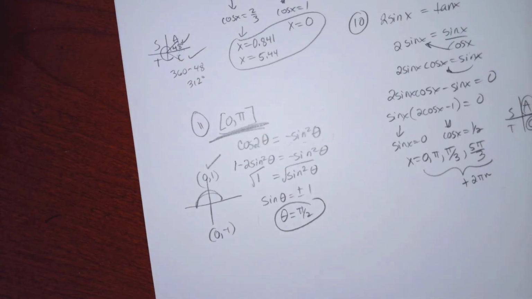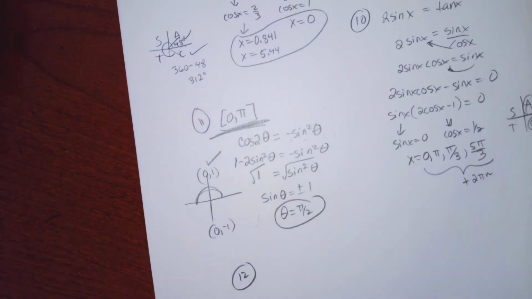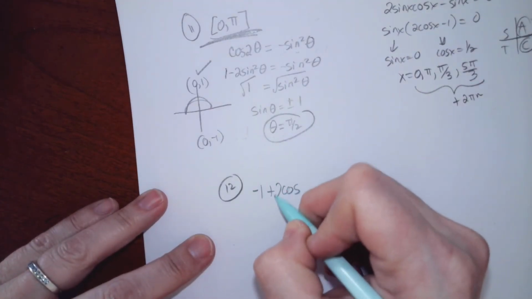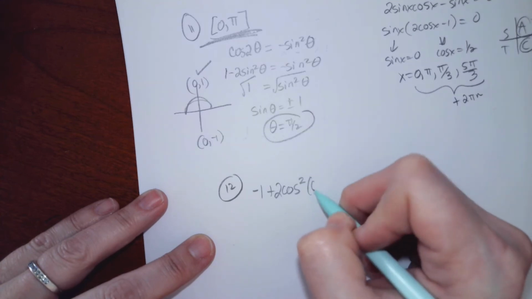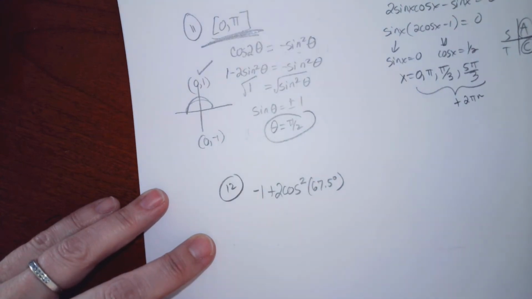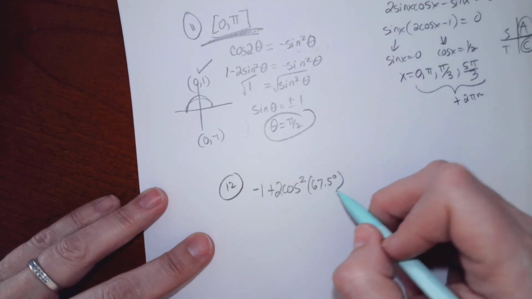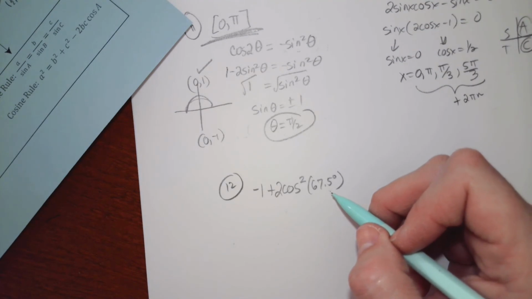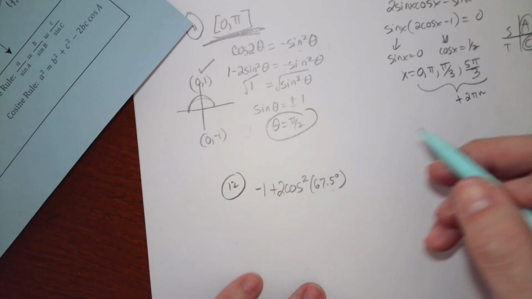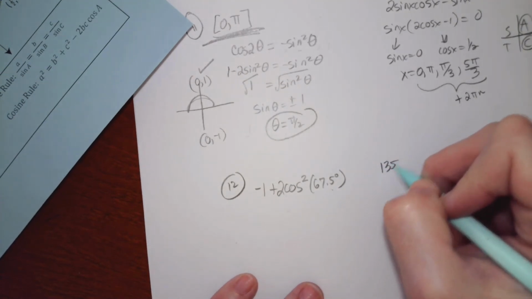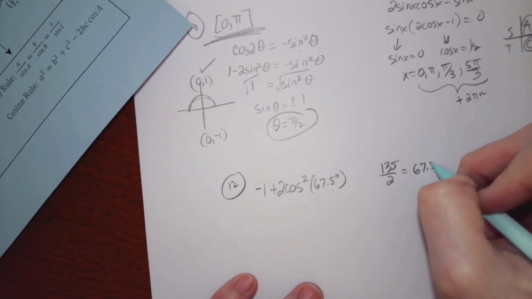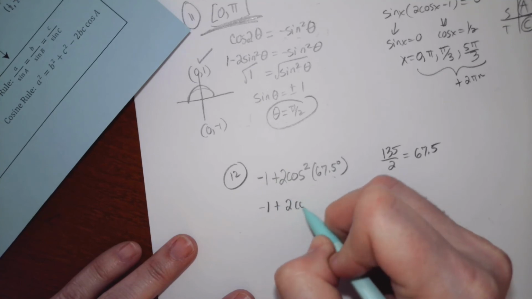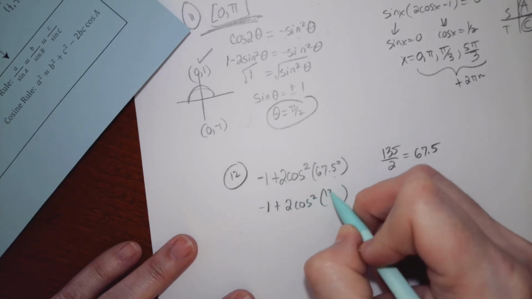All right, and number 12. Simplify this expression: negative 1 plus 2 cosine squared of 67.5 degrees. No calculator. All right, so this right here, 67.5. If you have 67.5 times 2, let's see, that's 135. So let's agree that 135 divided by 2 is 67.5. So first of all, recognizing that, basically I have negative 1 plus 2 cosine squared of 135 over 2.